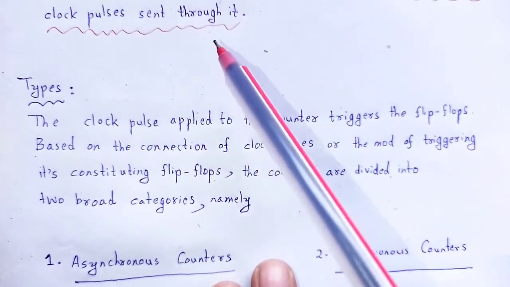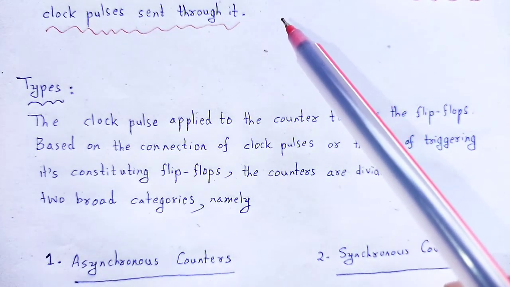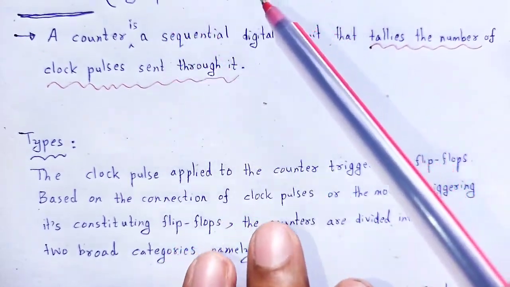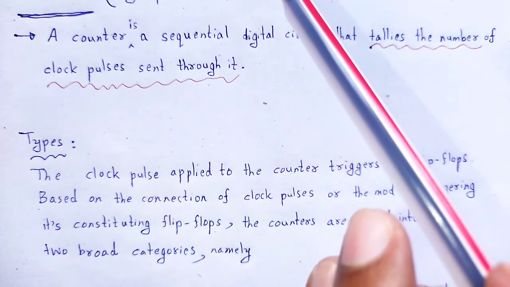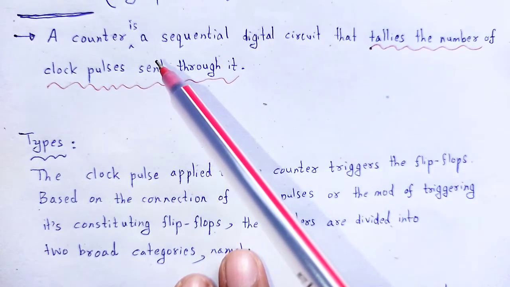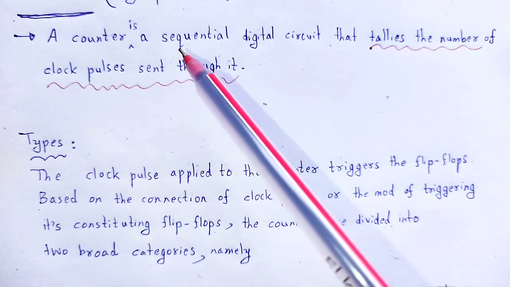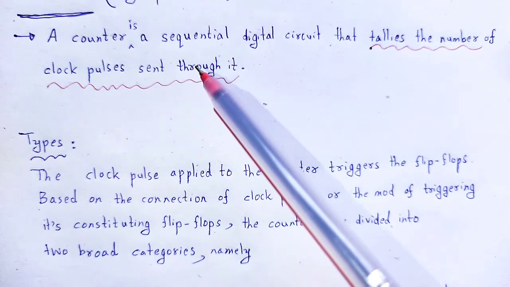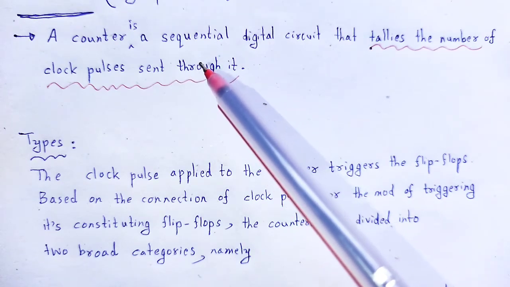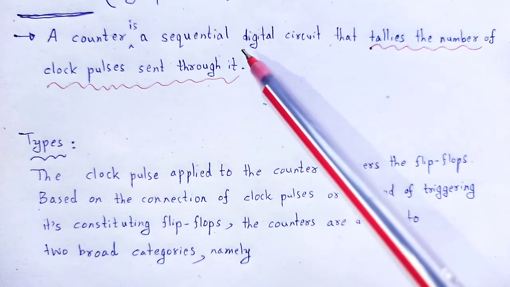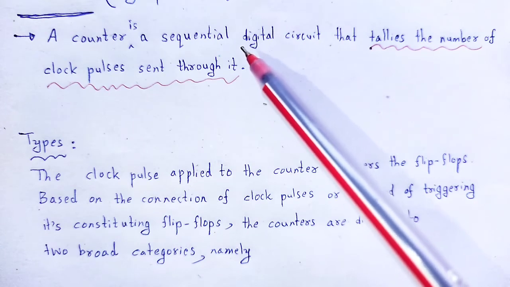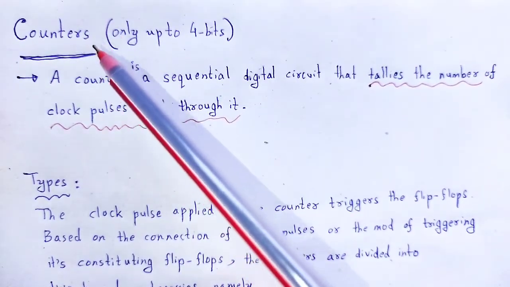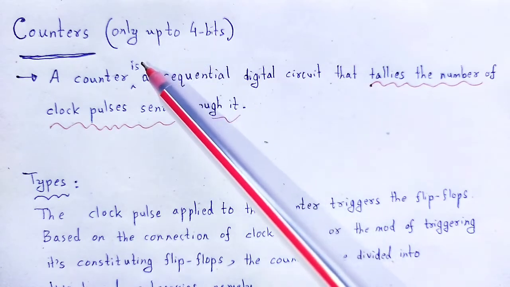Basically, the counter is nothing but a digital device meant for counting, and other main functions of a counter are timing, sequencing, and also counting. A counter is an electronic device which consists of a group of flip-flops. We know the registers are also made of flip-flops, but a register is used as a storage device, while a counter is used for counting purposes. That is the basic difference between registers and counters.